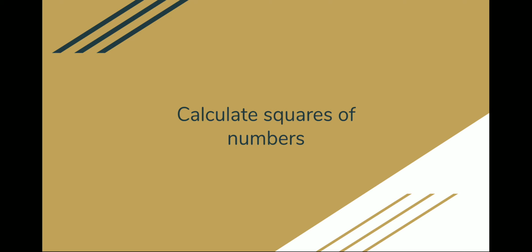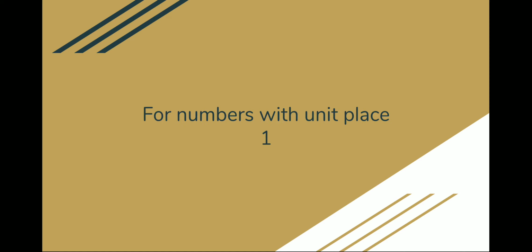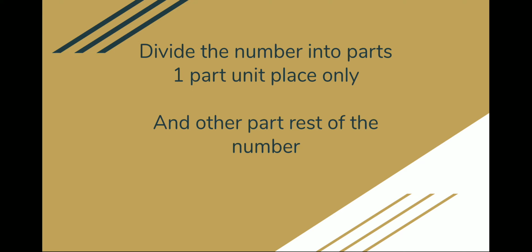Here I am using this presentation to teach calculating squares of numbers. Now, this trick is for numbers with unit place 1. Those numbers are 11, 21, 31, 41, 61, and like that. You can calculate squares of those numbers within fractions of seconds if you know this trick. What you have to do? You have to just break that number into two parts. One part will be the unit place and the other part will be the rest of the number, like this.